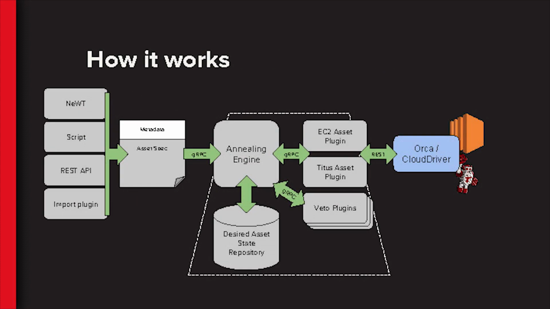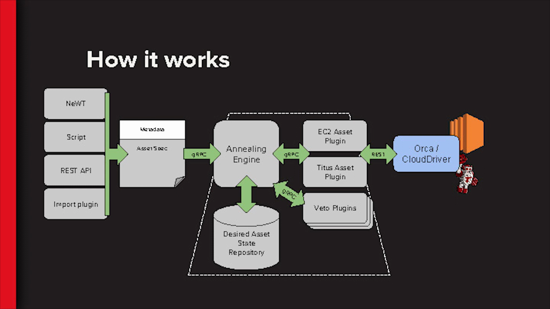So let's take a look at how it actually works in theory. The annealing engine is the core of Keel. It takes assets in over gRPC, so an asset could be a piece of infrastructure, a version of software that you want to go out to your cluster. It could be a load balancer, all these kind of things. There's a very wide spectrum of things it could be. We're going to import that by gRPC, store it into a repository of desired state.